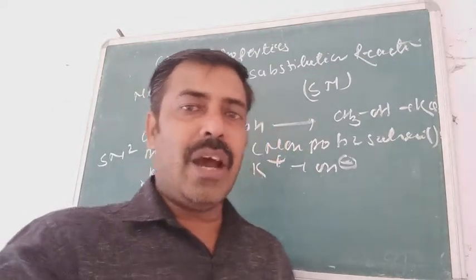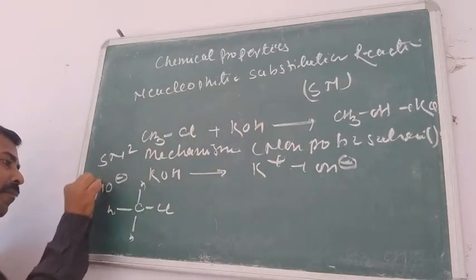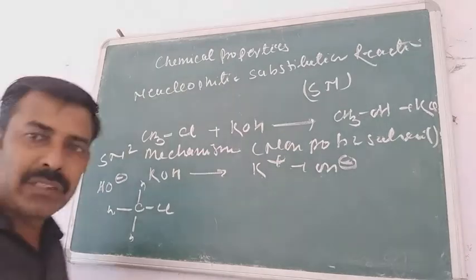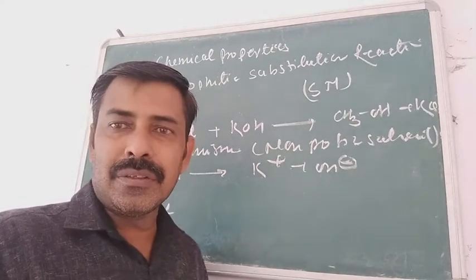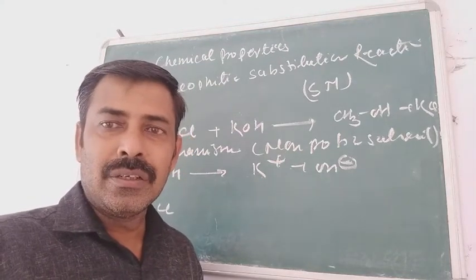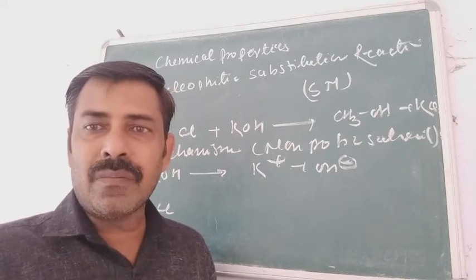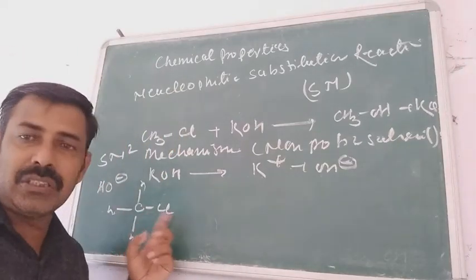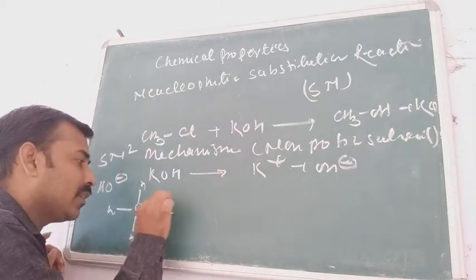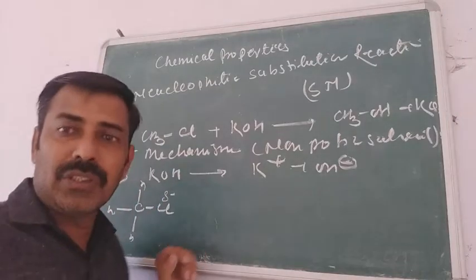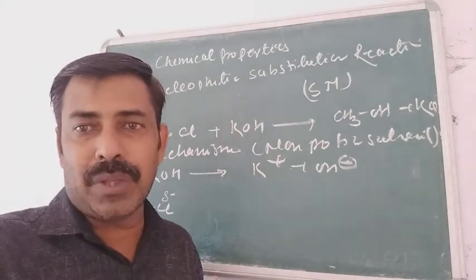So when the hydroxyl approaches, it will approach from the back. Why from the back? Is it shy of coming from the front? Surely not. When you see the nature of the hydroxyl, it is negatively charged, and the chlorine has a partial negative charge. So identical charge repulsion acts, and this is the reason why the hydroxyl approaches from the back.